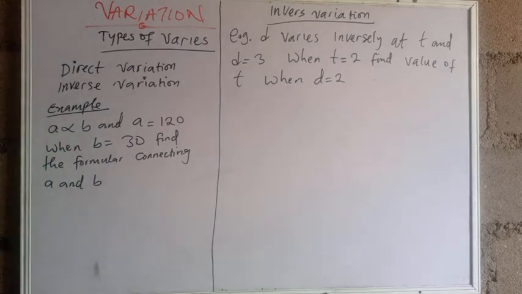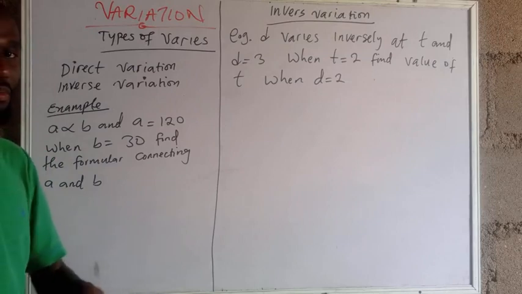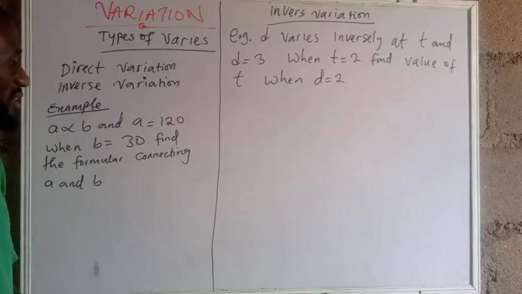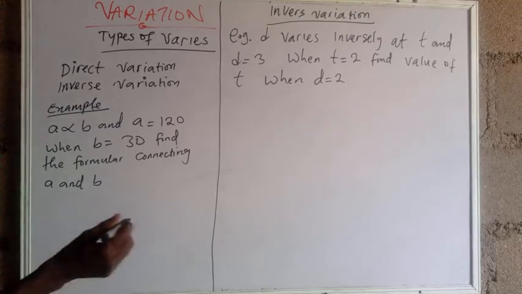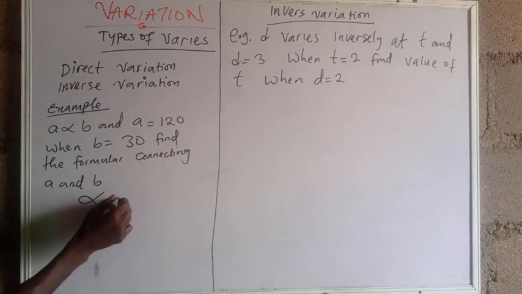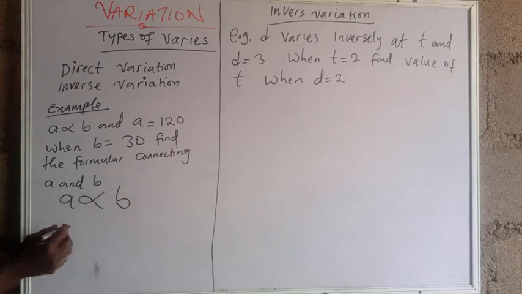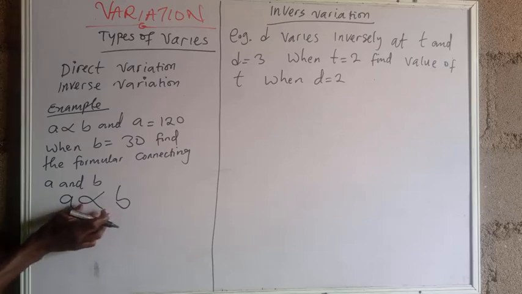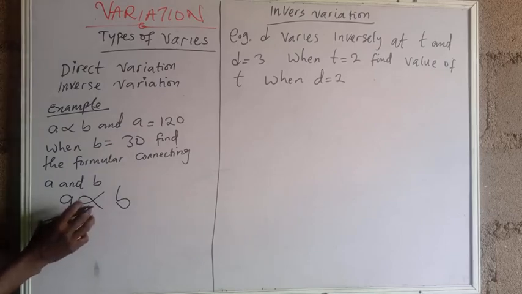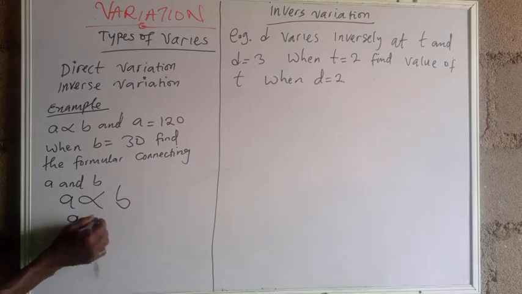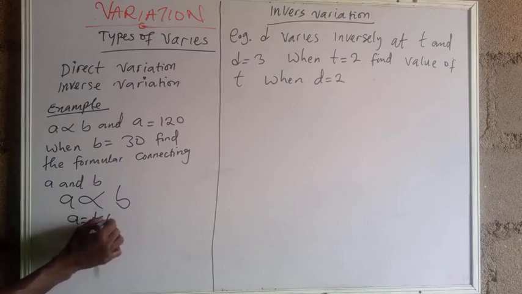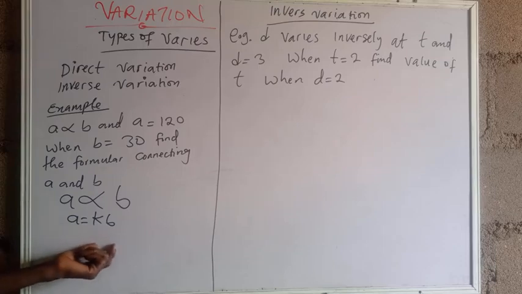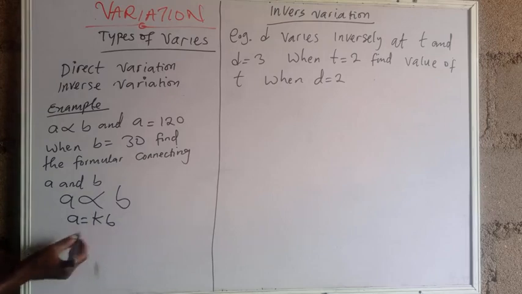You can never find the relationship until you provide a constant. If A is directly proportional to B, then to remove the symbol of proportion, you introduce a constant. Therefore we can say A is equal to K, we can use K as our constant, or we can use C as our constant here.